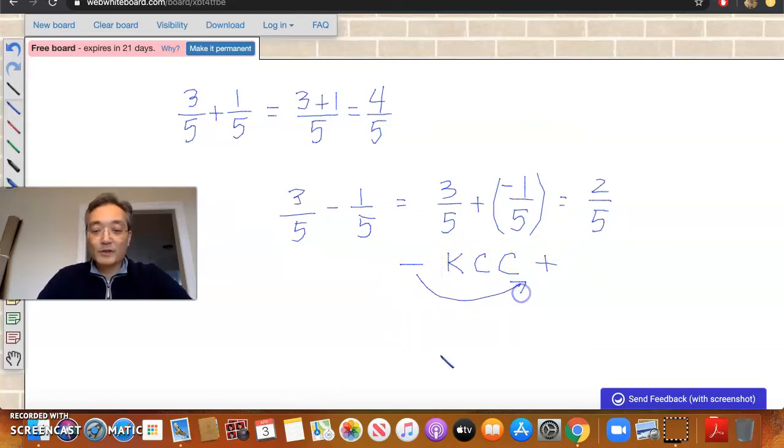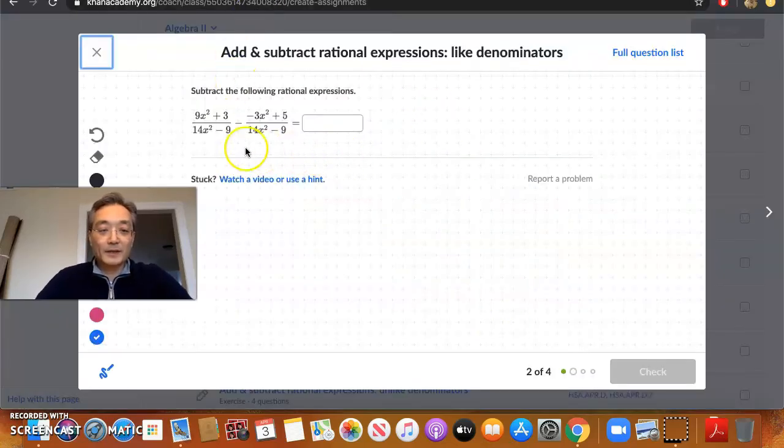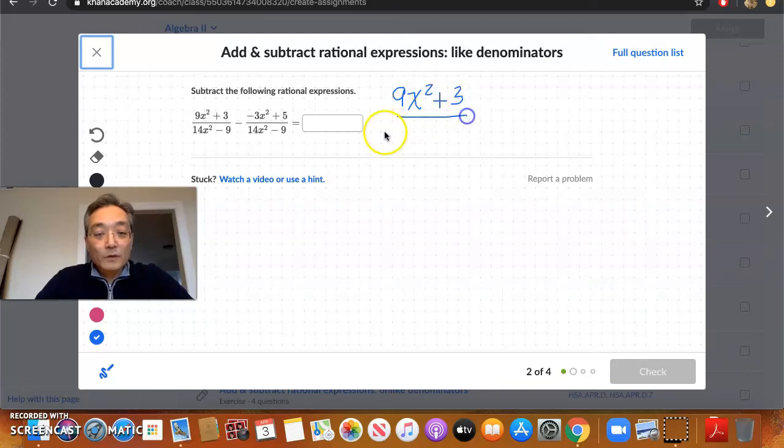To go from a subtraction to an addition, we use keep, change. So we're going to apply the same idea here. We're going to make this subtraction into an addition, and then we're going to work on it. So let's do it. We're going to have 9x squared plus 3 over 14x squared minus 9.